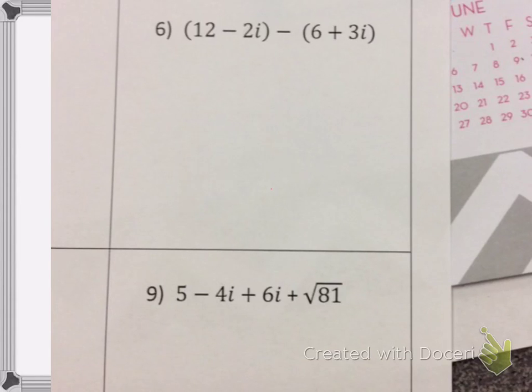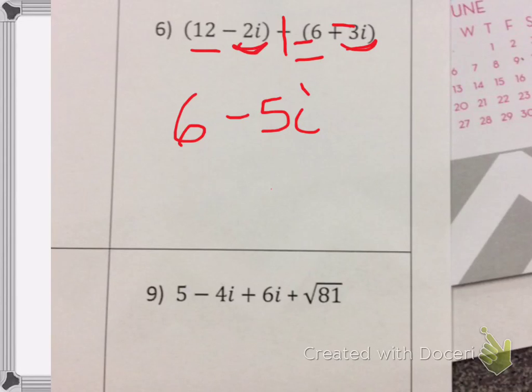Here's another subtraction problem that we're looking at. So we're going to change that subtraction to a plus sign and take the negative through to both parts here, so it'll be a negative there and a negative there. We have 12 minus 6, which is 6, and a -2 minus 3, which would be a -5.